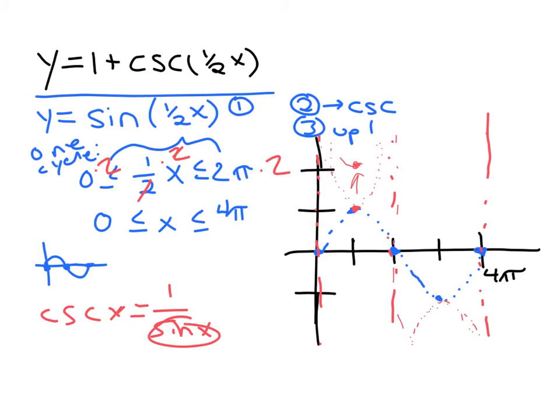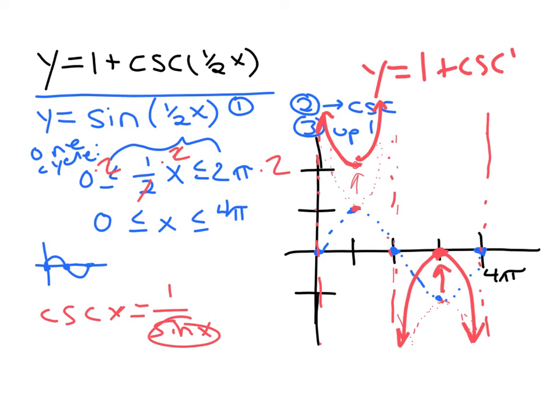Let me make this thicker. So here's one part of the graph. Take this point here, shift it up 1 unit, and draw a parabola opening downward here. And so this thicker graph that I've drawn in red is the final graph for 1 plus cosecant of 1/2 x.